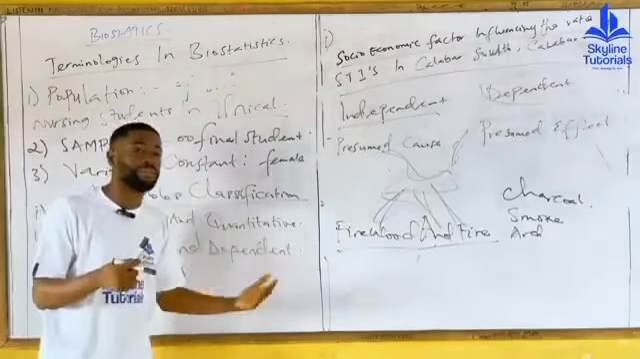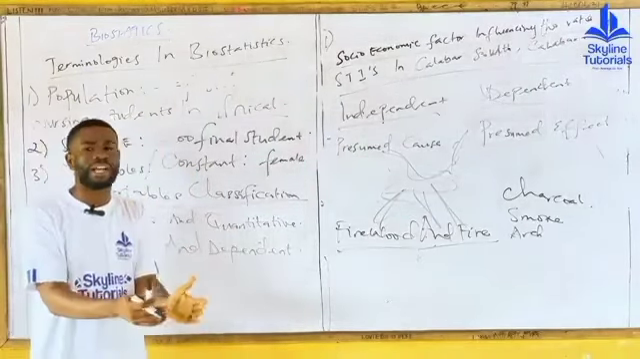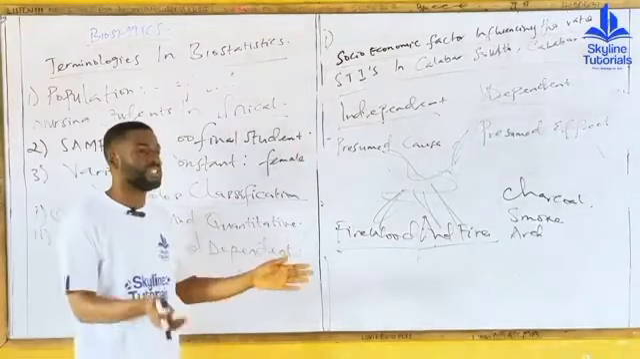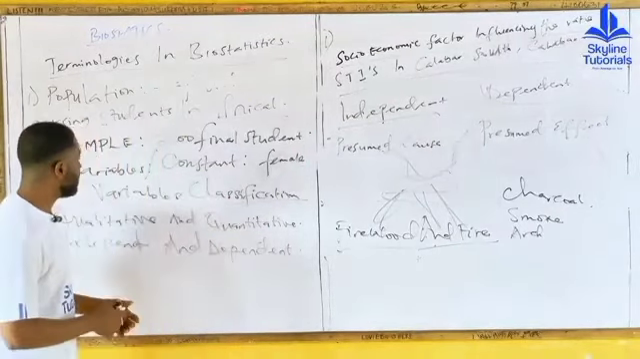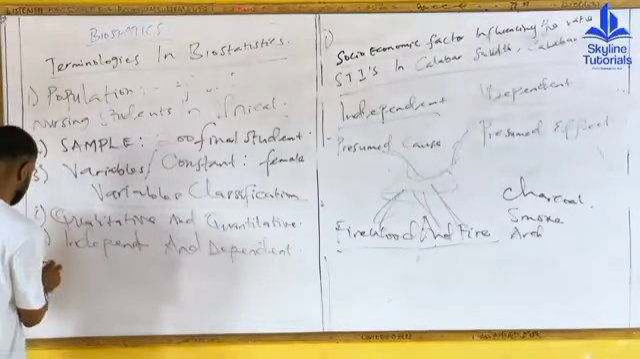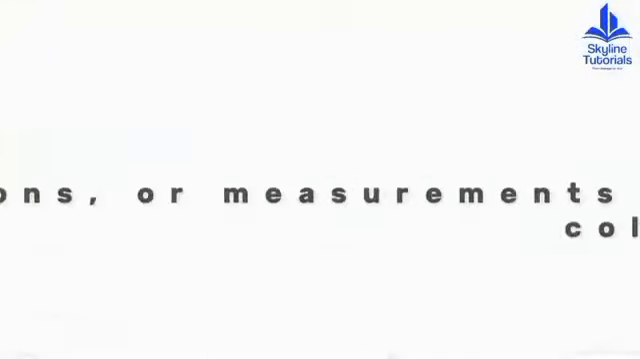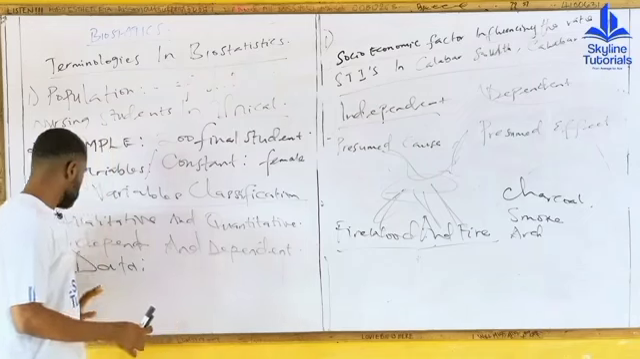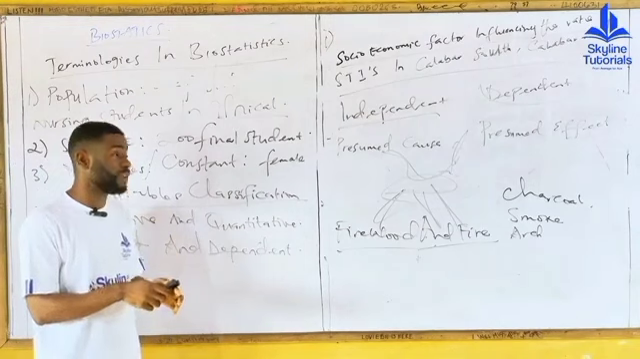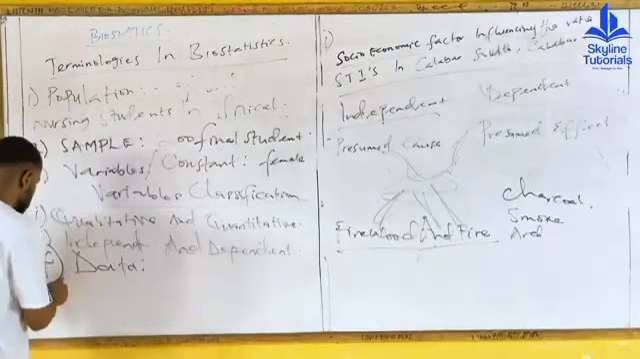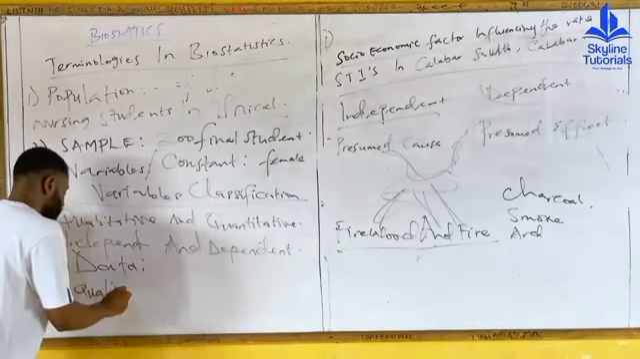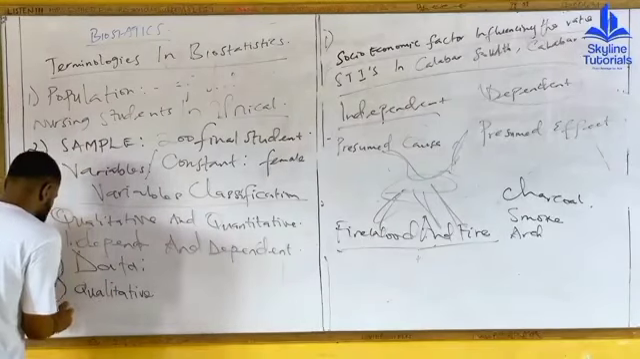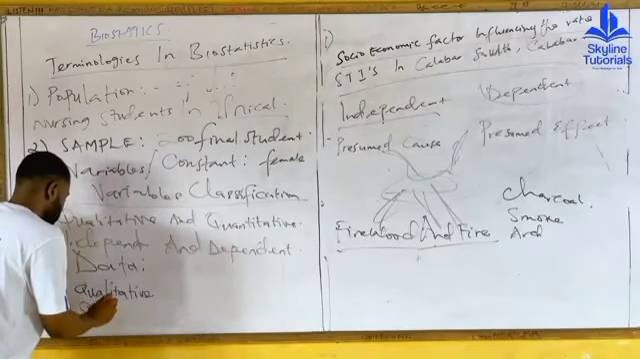So that is it for variables and constant. We say constant simply means any feature that does not change. It is the direct opposite of a variable. The next we'll be looking at is data. Data are simply numerical facts or raw facts. Better still, data are raw facts that are gotten from sources. So data are raw facts. Take note of that.